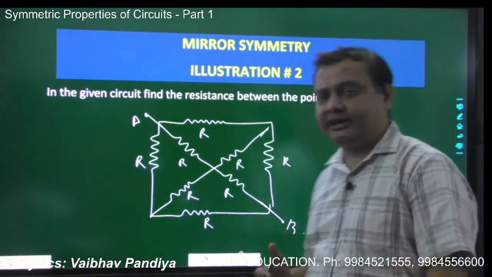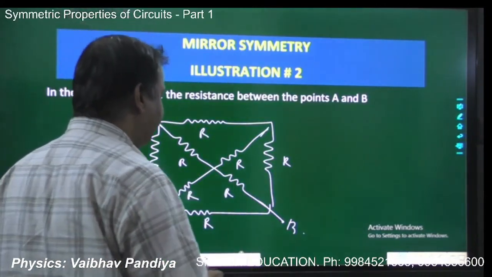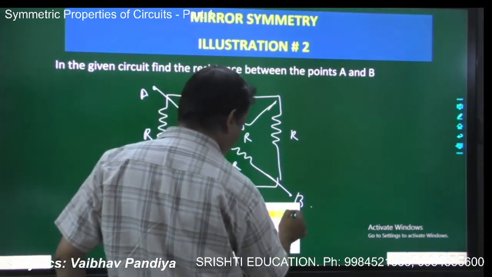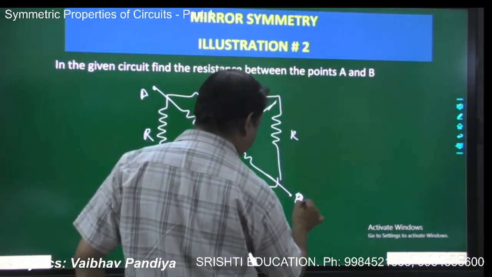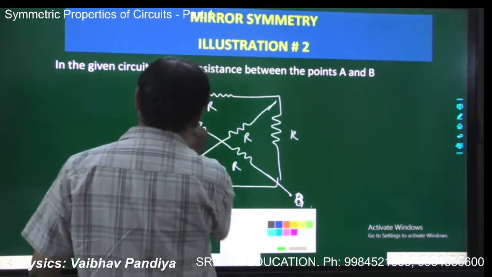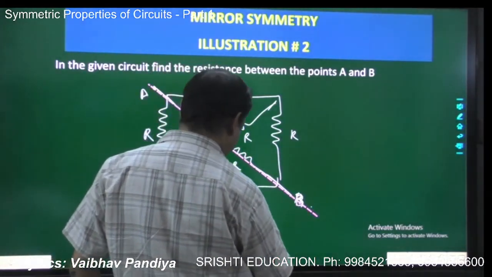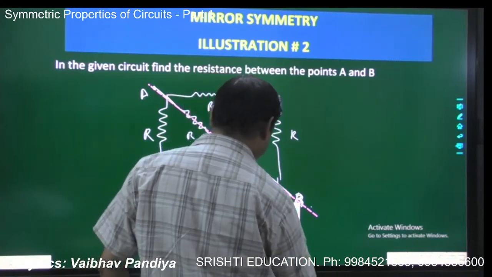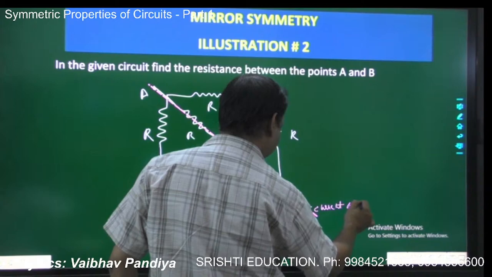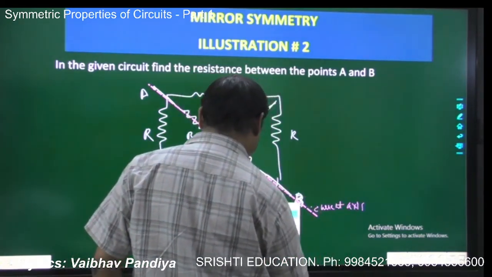Okay, now let's see the second illustration. In the given circuit, we have to find the equivalent resistance between A and B. So A and B are the target points, and the line joining the target points will constitute the current axis. So this will be your main direction of current, that is the current axis. This is point B.